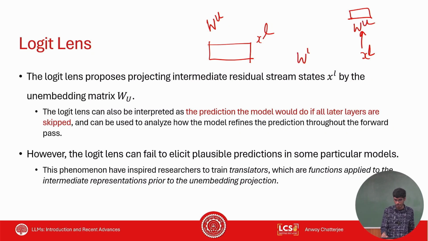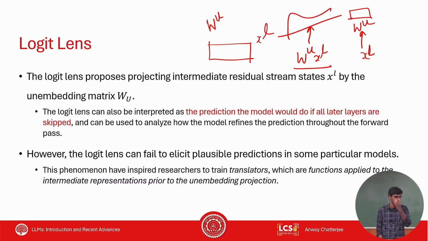So suppose you multiply WU with XL, what it will give is your distribution over the vocabulary when you take softmax, right? So basically what it tells is what tokens are pushed at each layer of the model. You can understand at what hidden state the model is pushing which tokens in the vocabulary, and this tells you how a particular output is gradually forming within the model as the forward pass happens.